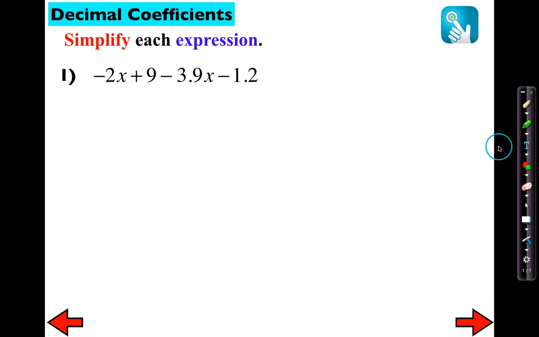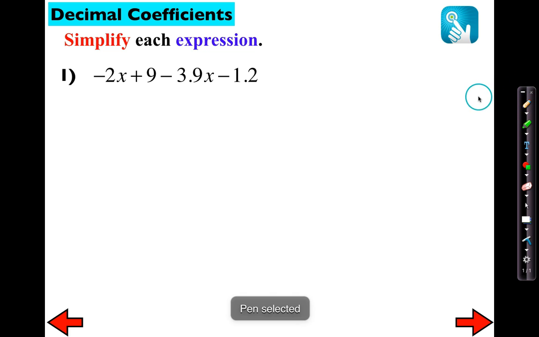Here we have some decimal coefficients. If you don't remember what a coefficient is, it's basically a number being multiplied by a variable. So -2 is a coefficient because it's multiplying by x. 3.9 is a coefficient because it's being multiplied by x as well.